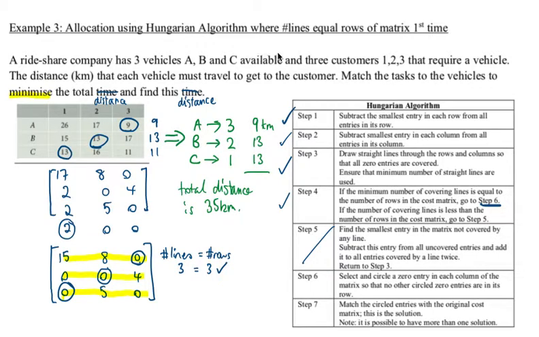In the next example, we'll look at whether the number of lines doesn't equal the number of rows of the matrix the first time.